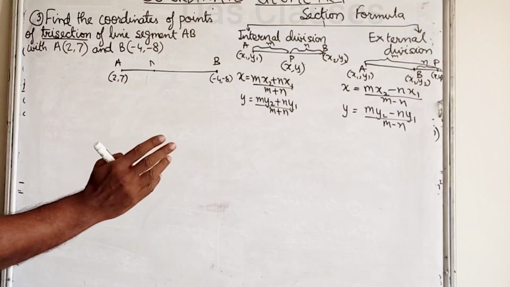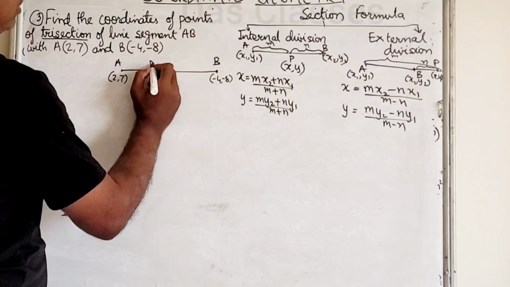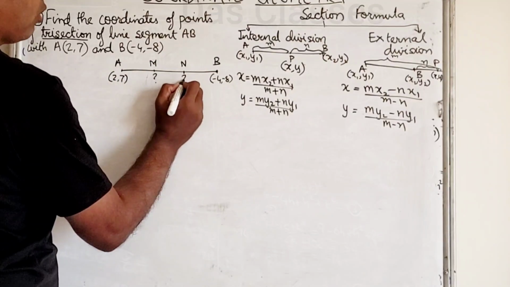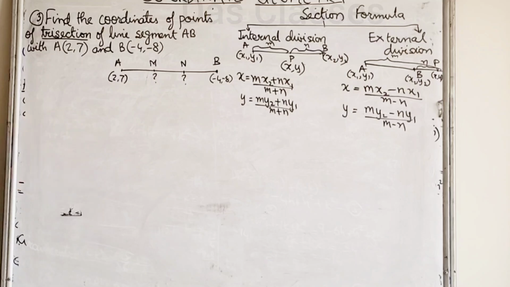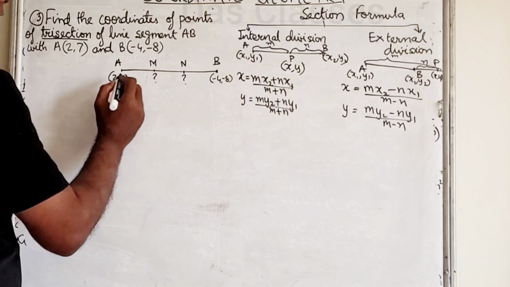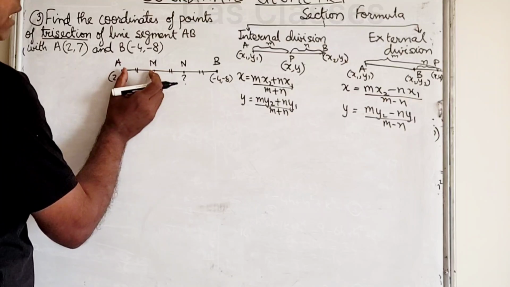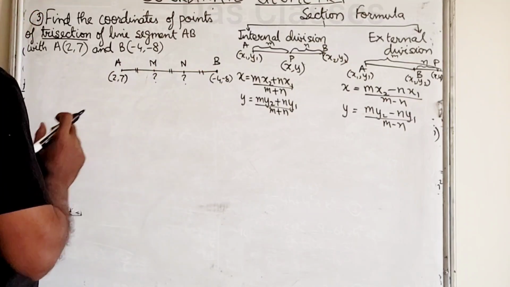Bisect means divided into 2 equal parts. Trisect means divided into 3 equal parts. So these are the 2 points, and I need to find out the coordinates of this. So how do we find it? As I told you, they are equal. All of these are equal. So if we consider this as one part, this as one part, this as one part.